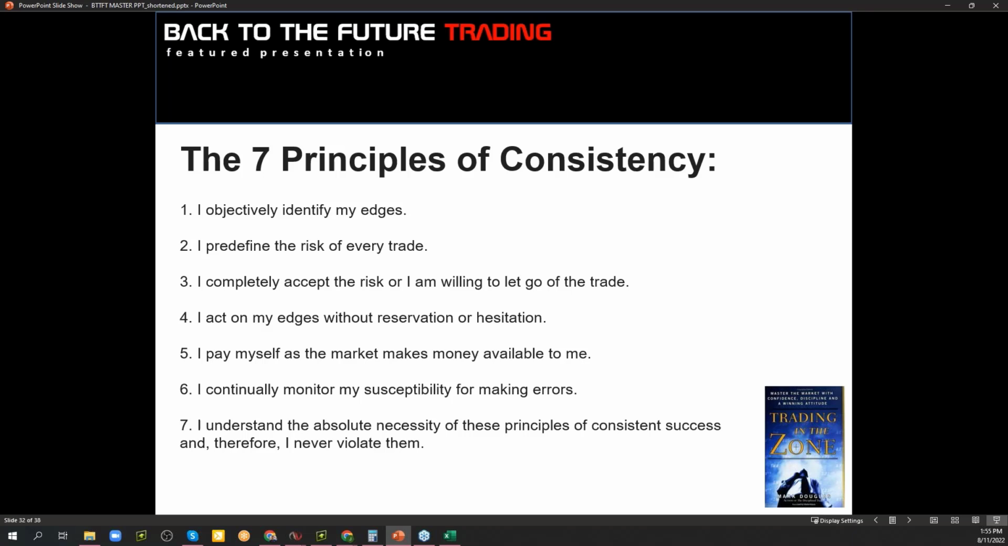I hesitated on one trade today, and I was like, oh, well, it's already gone down, and I've already made X amount, and of course it went right down to target 1 and target 2. I should have sold. I'll be showing that trade that I missed in a second. Number 5, I pay myself as the market makes money available to me. Does your trading strategy allow that? I think that number 5 is one that people often overlook.